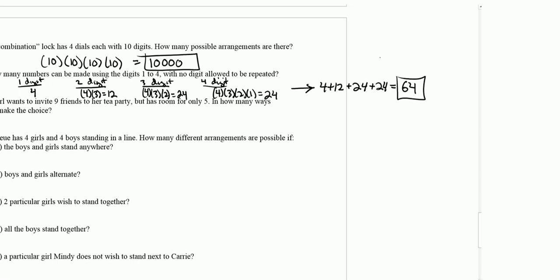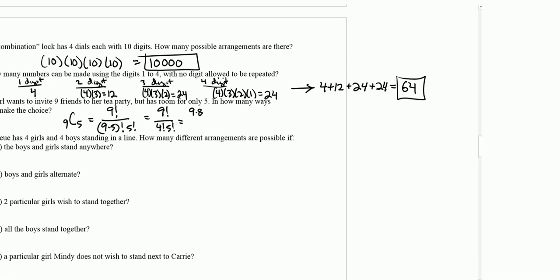37, a girl wants to invite 9 friends to her tea party, but she has room for only 5. And how many ways can she make this choice? So here she just wants a group. Order does not matter, so this is a combination. Out of 9, she's choosing 5. So we could say 9 factorial over 9 minus 5 factorial times 5 factorial, which is 9 factorial over 4 factorial, 5 factorial. And you can work through this.